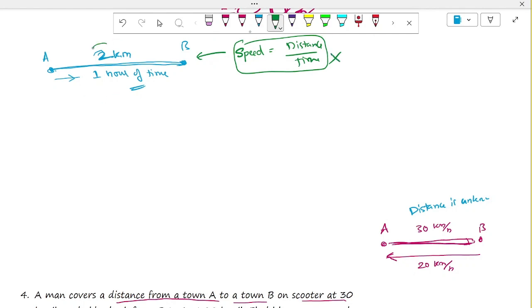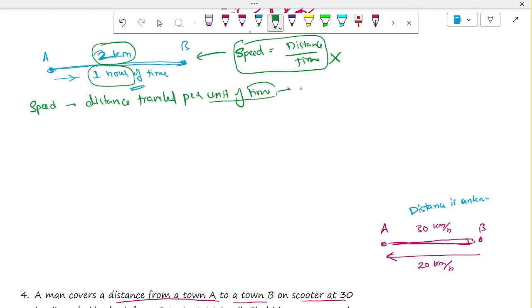Now just look at this part. He is traveling 2 kilometers in 1 hour. What is the definition of speed? It is the distance traveled per unit of time. This time can be considered in seconds, minutes, or hours. You all know that the standard measure of time is seconds, but in most cases we'll use hours because that is the conventional way.